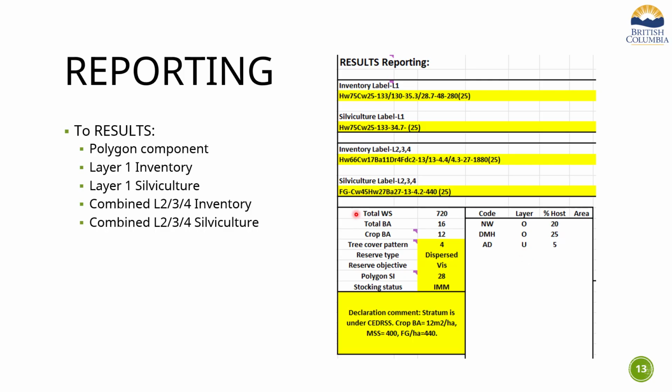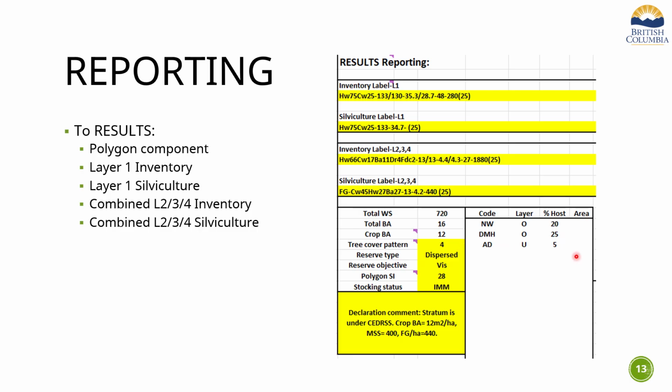Next, we have total well space. This isn't part of the silviculture label, but it is a required reporting element. It'll get reported under the combined understory silviculture layer. Then there's total basal area, and this will be reported under the layer 1 inventory. And then crop basal area will be reported under the layer 1 silviculture. Lastly, these 5 data elements will all be reported under the polygon component for the stratum.